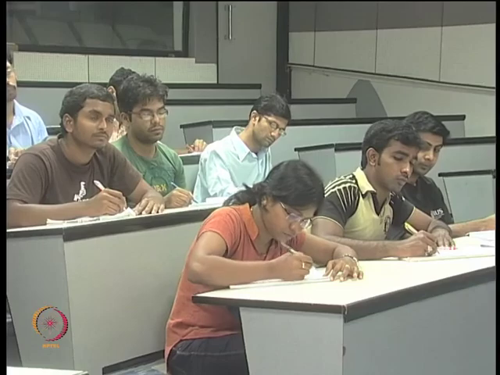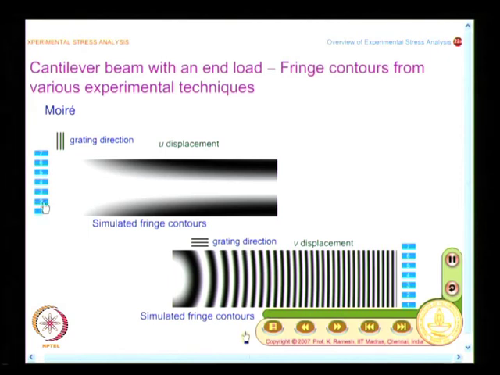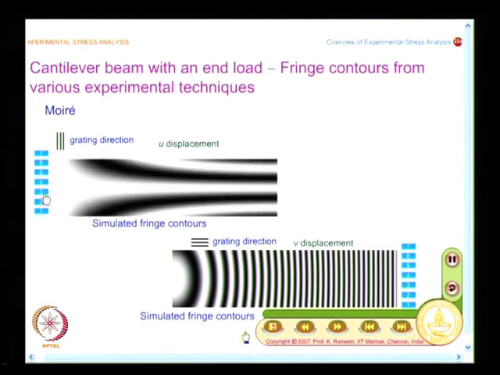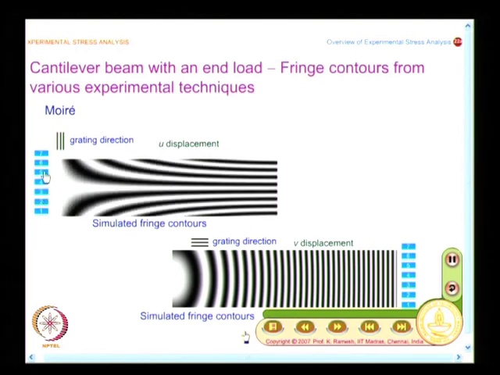So, you have u displacement, you have v displacement, and what you have here is I again have a grating direction, and knowing this grating direction it is possible for you to say it is u displacement. Knowing this grating direction it is possible for you to say this is v displacement, and you also have a feel of doing the experiment by seeing what happens as a function of load. I gradually increase the load and more fringes get formed, and you could make a simple sketch of it.